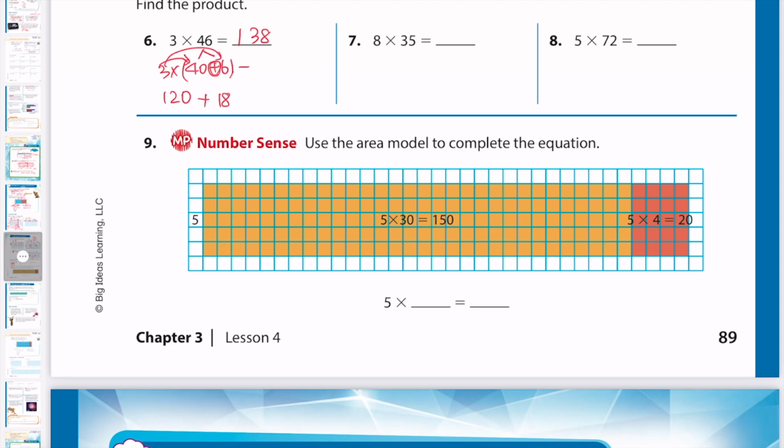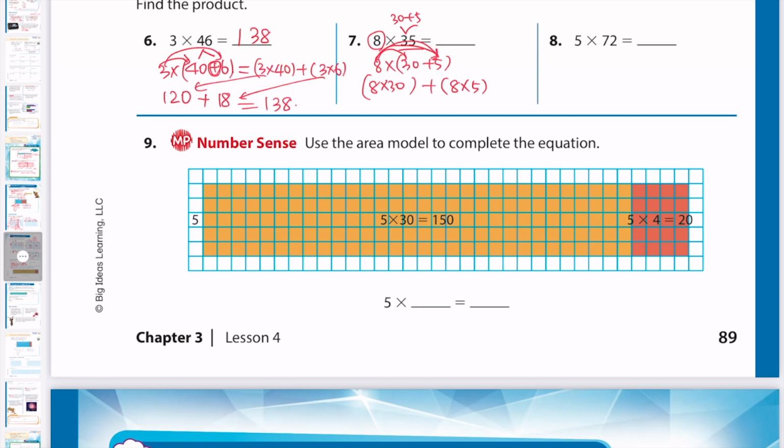Of course, I'm going to break it down. It's going to be 3 times 40 plus 3 times 6. That's 120 here, and that's 18 here, and 138. Now I'm going to break this apart into 30 plus 5. So I'm going to do 8 times 30 plus 5, and you need to distribute. Now 8 times 30 plus another distribution, 8 times 5.